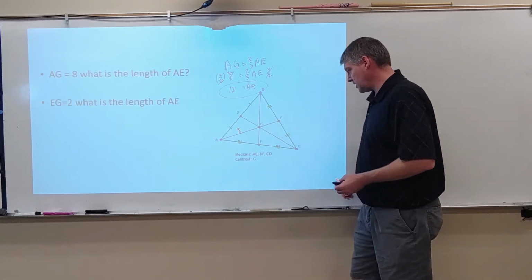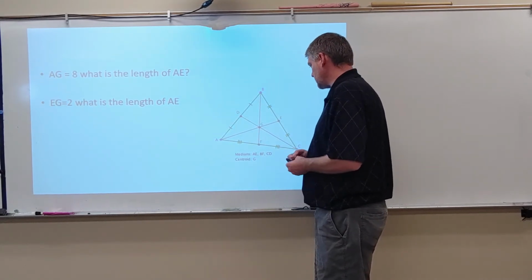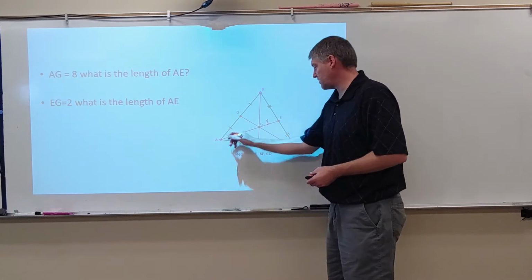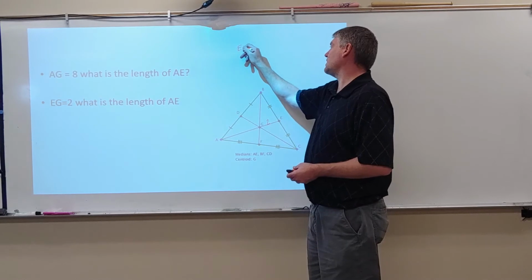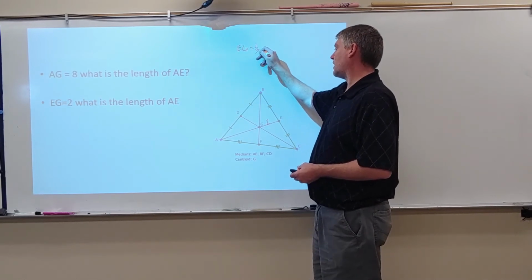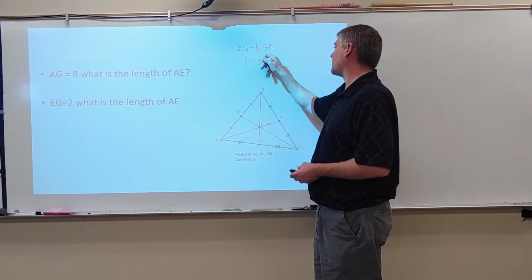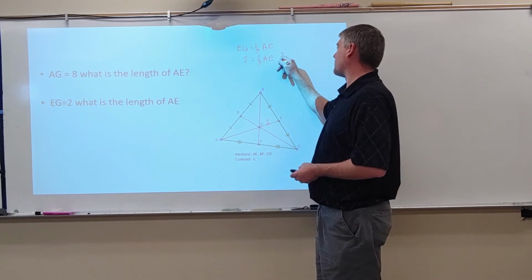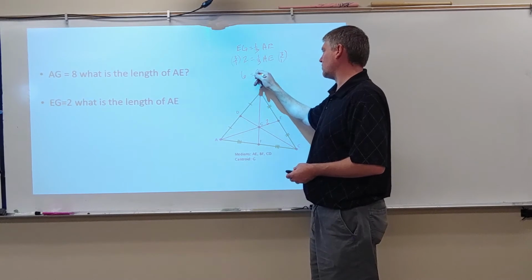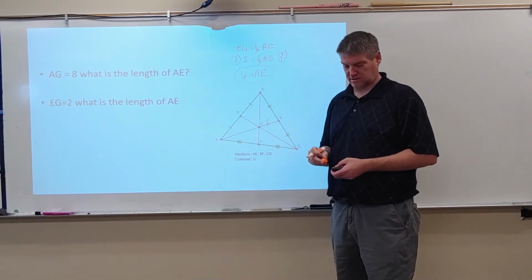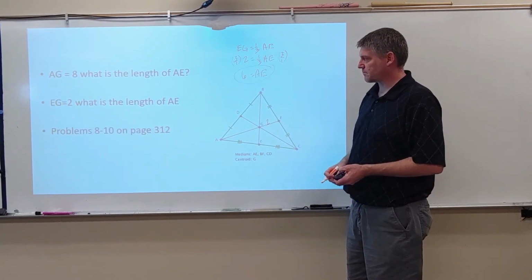Okay, EG. So let me clean this up here. EG is 2. Now I need to find the length of AE. So EG is equal to 1/3 of AE. EG is 2, 1/3 AE. I'm going to multiply by 3/1. That gives me 6 equals AE. There's my answer. So we have to understand 2/3, 1/3 on this centroid.